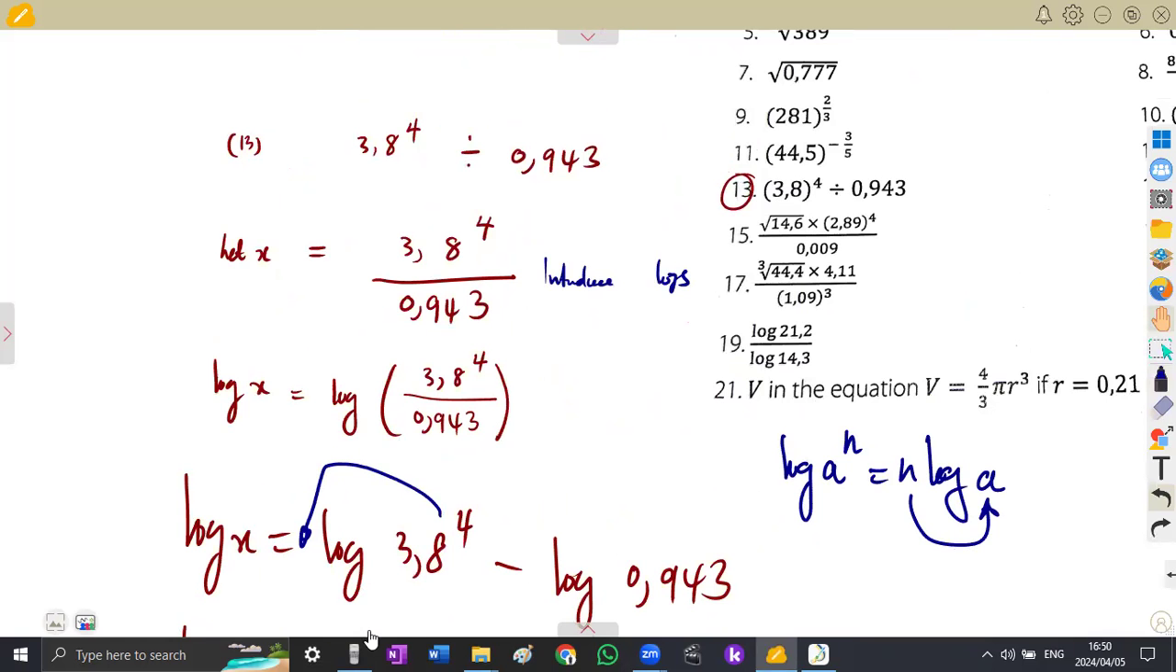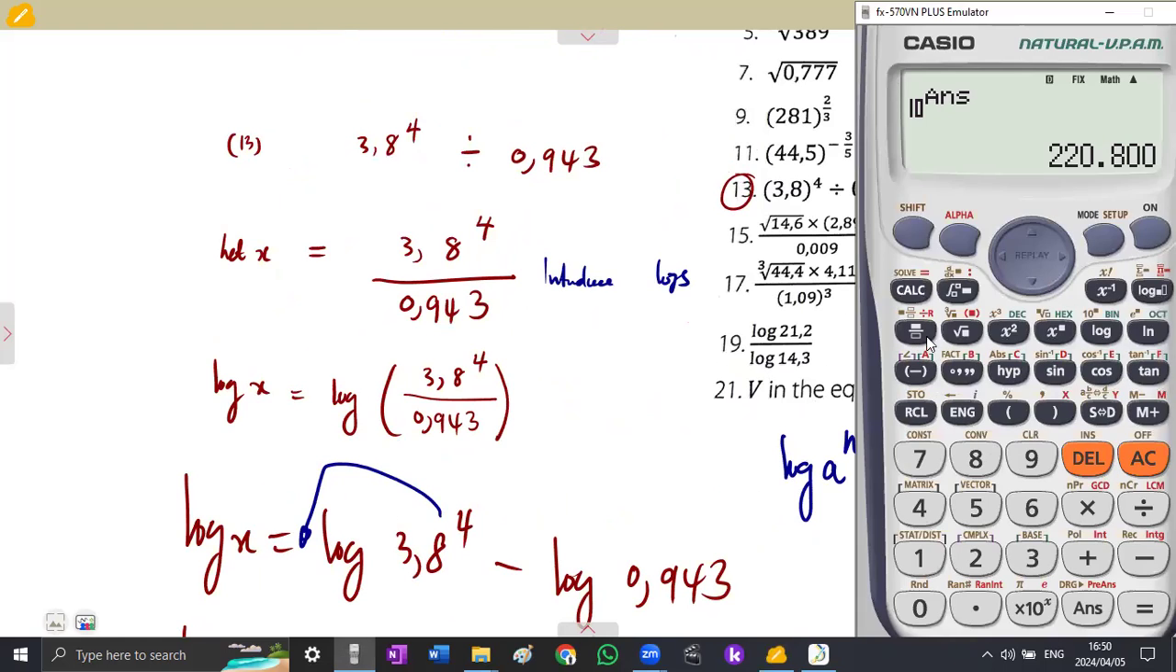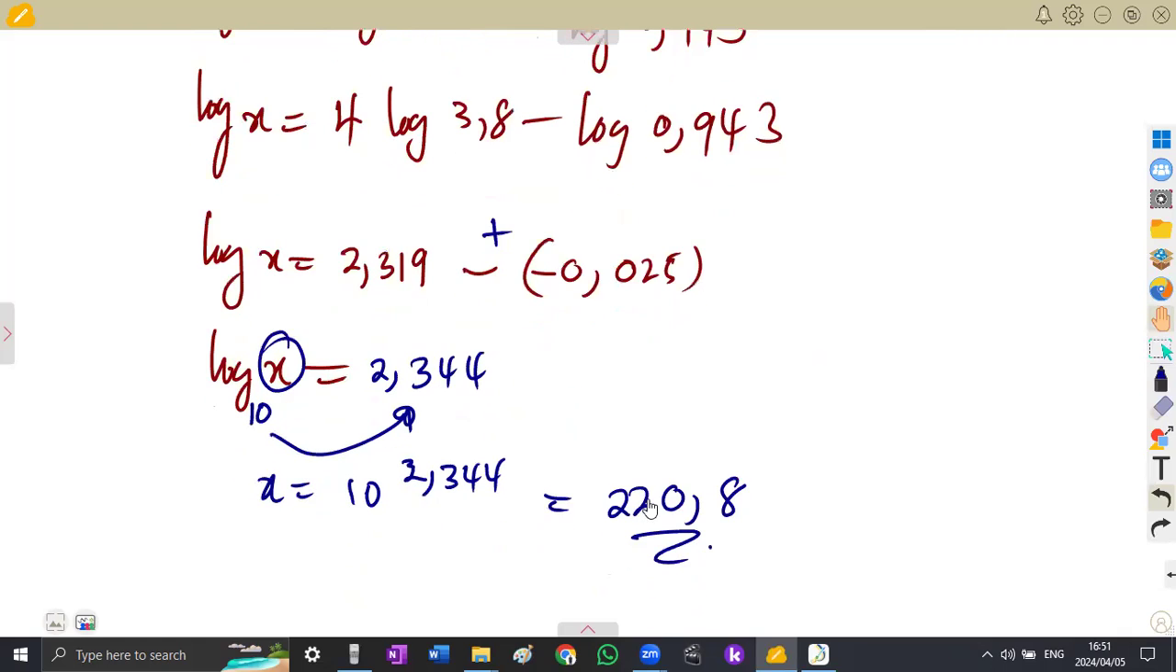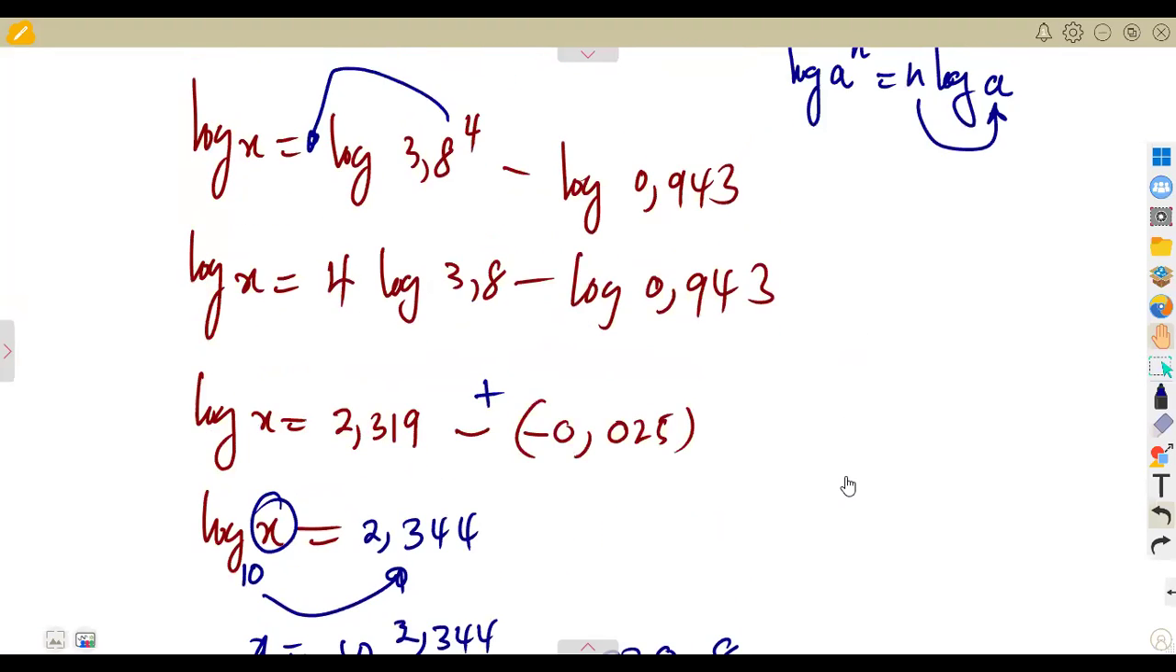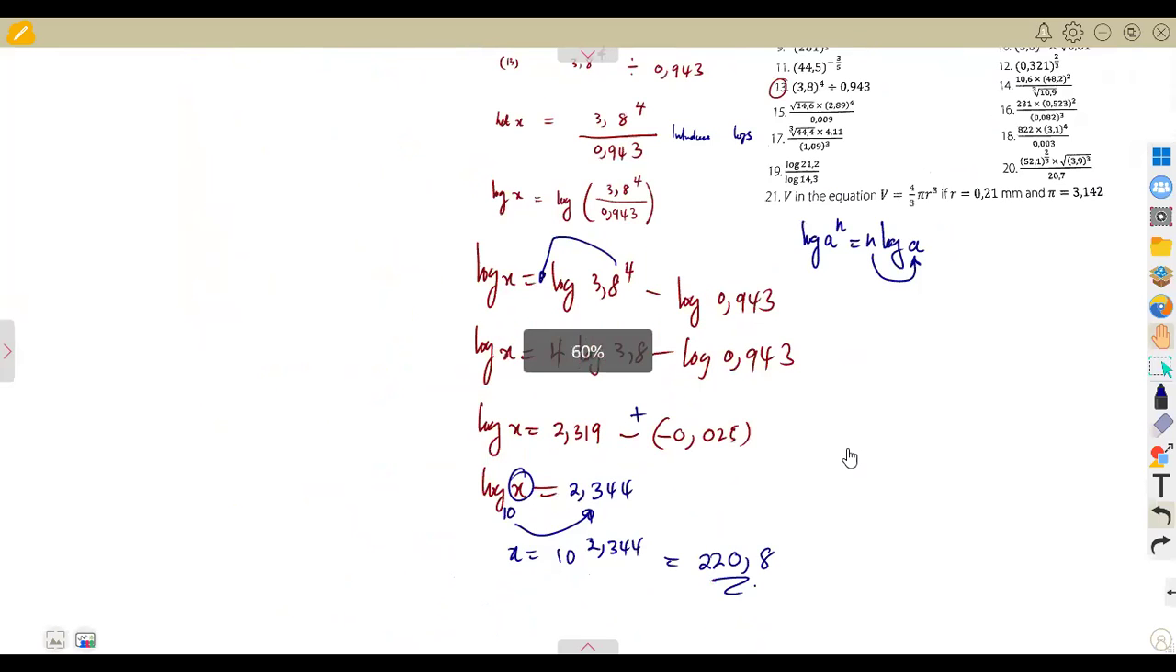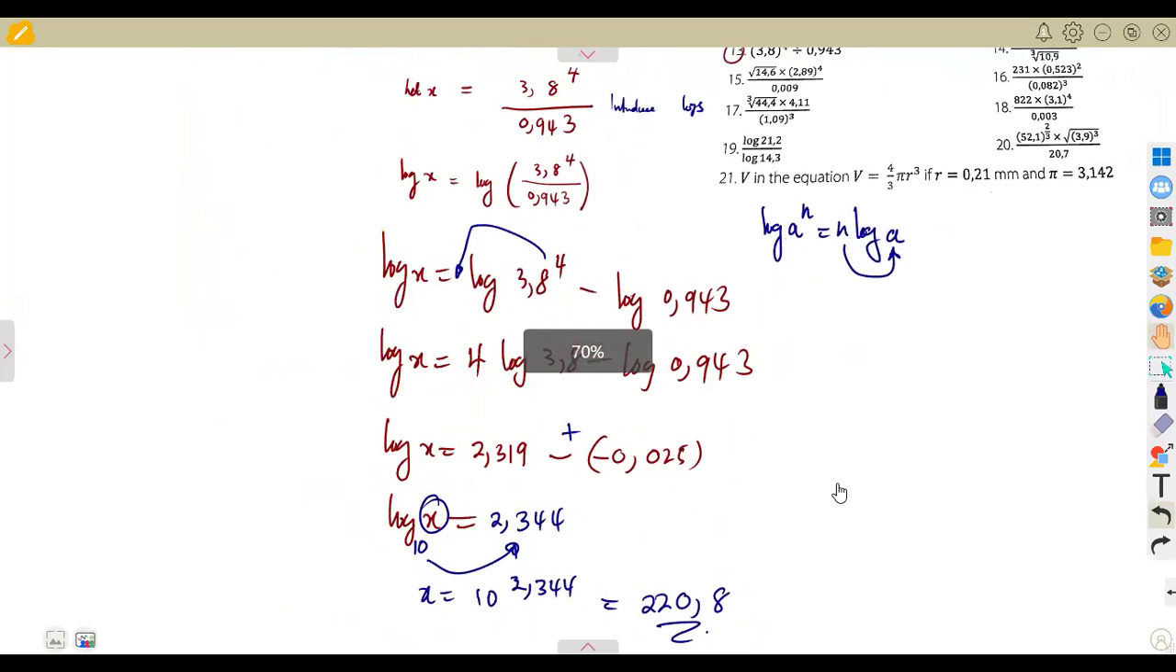meaning to say this whole part, if you simplify, we're going to have something close to that. We were given something like this before, 3,8 to the exponent of 4, everything divided by 0,943. And this is going to be 221, like that. So it's like I said before, if you're using logarithms, they give you an answer which is a little bit far away. But if you use the Napierian logarithms, the ln, you are going to see that your answer is going to be very, very close. I want you to try that and see what you are going to have at the end.